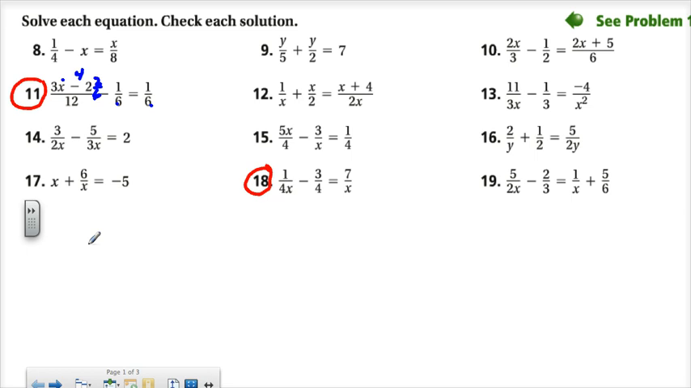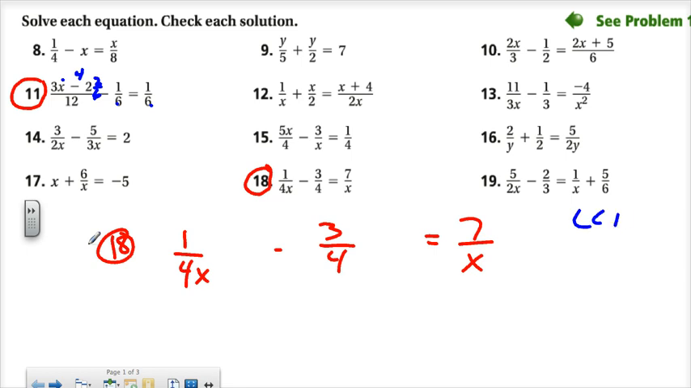And then 18, getting a little tougher, a little more complicated. So focus on those denominators and find your LCD. LCD is going to be 4 and an x. And so each one of these terms we need to multiply by 4x to get rid of our denominators.